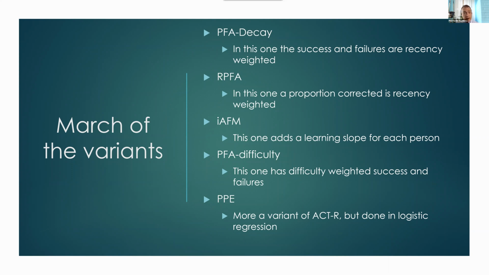So anyhow, IAFM then adds a slope for each KC, for the knowledge components, for the student. In other words, students have their own learning rate. And so the learning function is not just for the learning of the knowledge component based on how hard the knowledge component is, but it's also based on how fast the student learns. PFA difficulty is one that I did recently with my graduate student, Mung Sao, who's here right now.